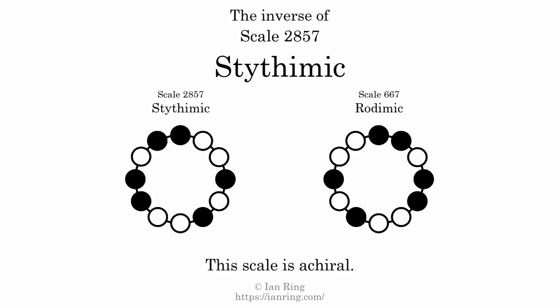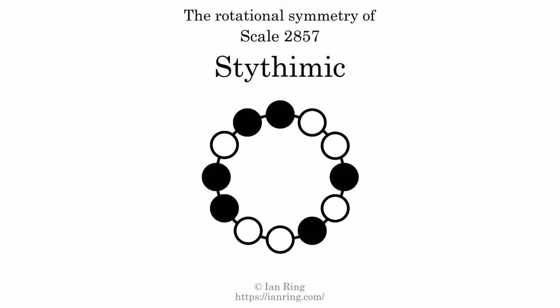The inverse of a scale is a mirror image. It is what you get when the sequence of intervals is reversed. The inverse of this scale is scale 667, also known as rhythmic. This scale is achiral, since it can transform into its own reflection by a rotational transformation. This scale has no rotational symmetry.